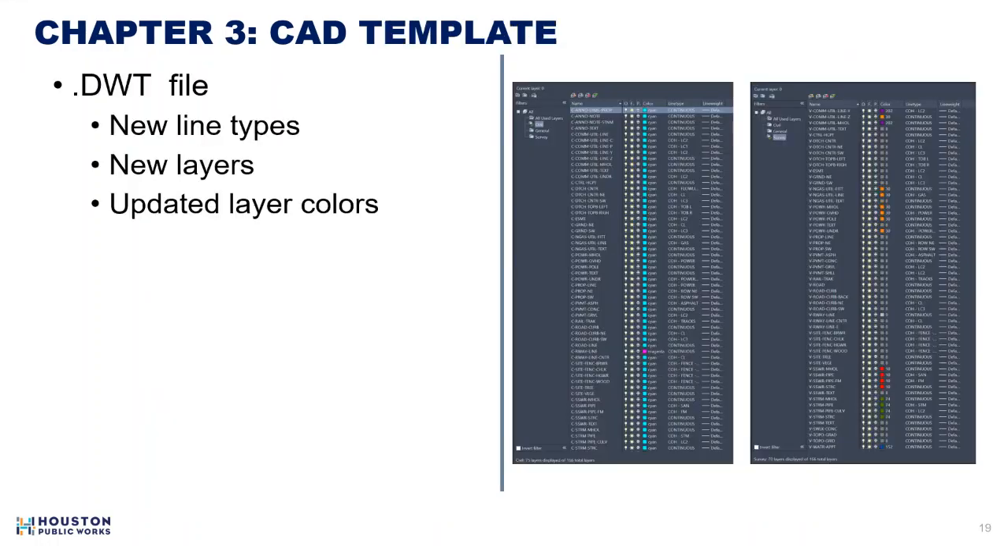The city has also created an AutoCAD template, a .dwt file, with the new line types, layers and colors that all match the Chapter 3 requirements. And this is provided on the HPC website for public use.